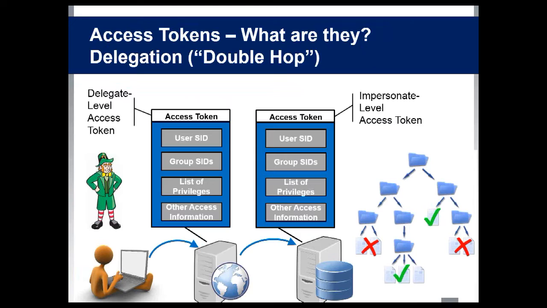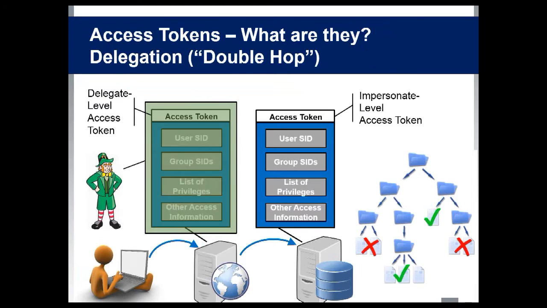So here's where it gets interesting from an attacker perspective. We've got our leprechaun, and the leprechaun sees that somehow he's gotten access to this server that's trusted for delegation, and perhaps he sees some tokens of users that he's interested in. Well, given admin rights on that server that has delegate level delegation capabilities, he can steal that delegate level access token and then use that to authenticate to remote systems.